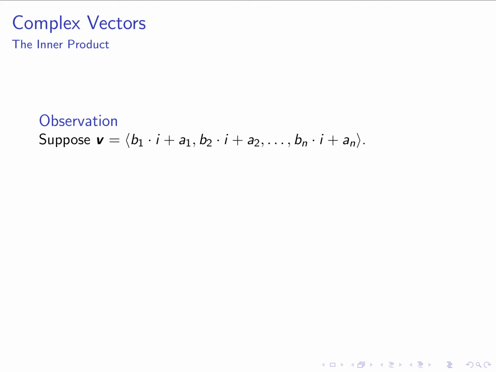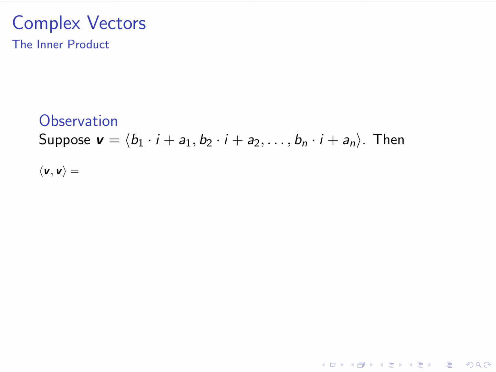Okay, so let's see now how the inner product allows us to do geometry in complex space. Let's define a vector v whose coordinates are b1i plus a1, b2i plus a2, and then we keep going until we get to our last coordinate, bni plus an. So this is an arbitrary complex vector in Cn.